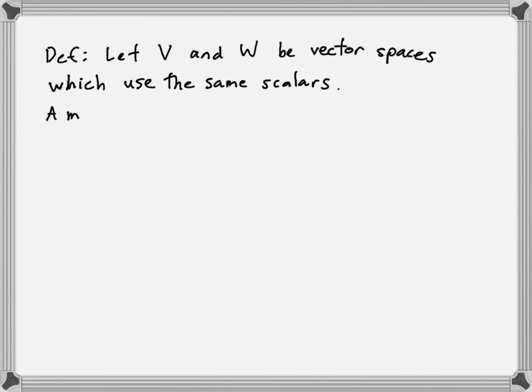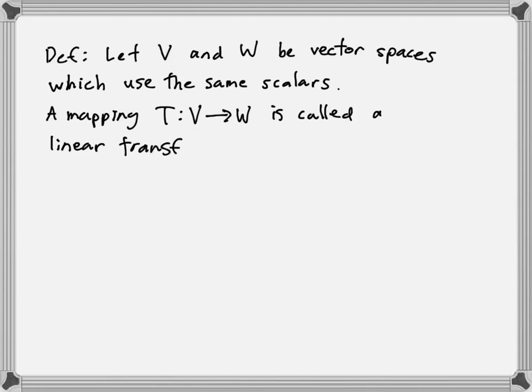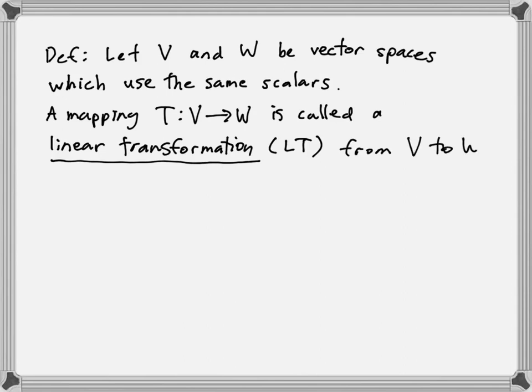A mapping T, which goes from V to W, is called a linear transformation. Sometimes I abbreviate linear transformation with LT, so just to keep that in mind. We call it a linear transformation from V to W. Every linear transformation maps from one vector space to another.